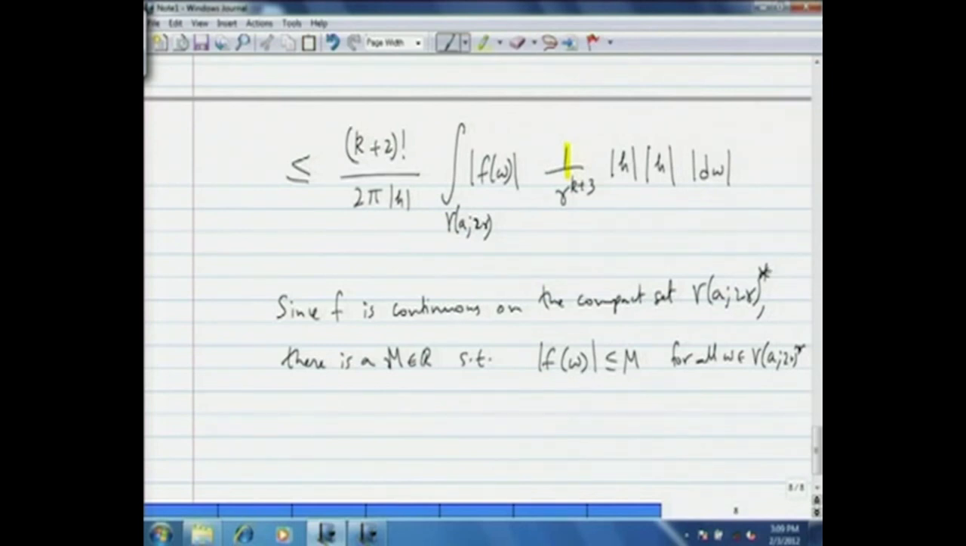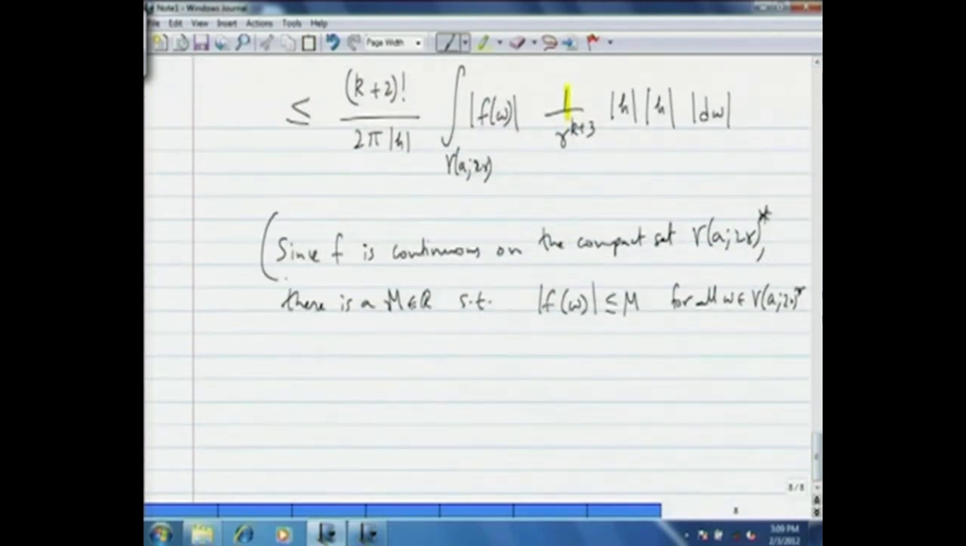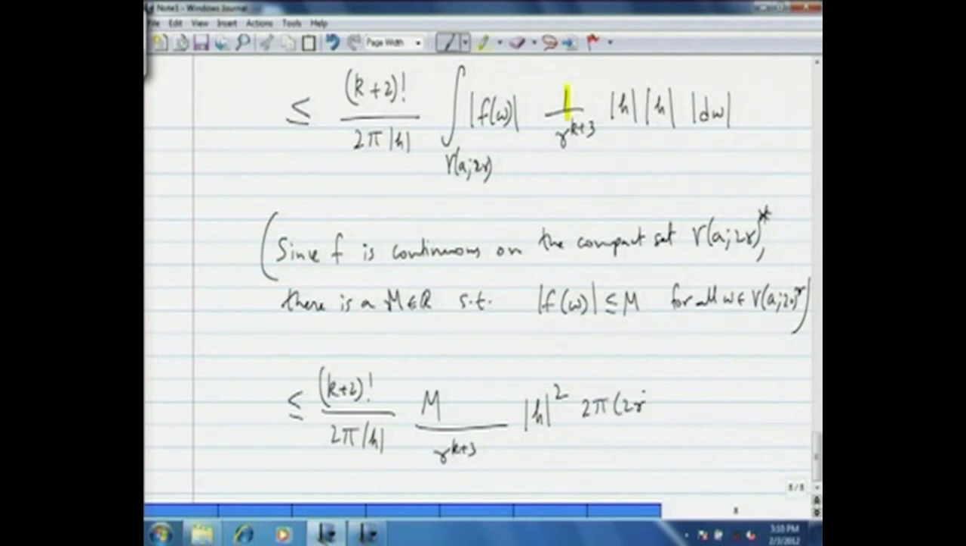So, because of that, I will use this fact, I will put this in parentheses and say that this expression above is less than or equal to k plus 2 factorial divided by 2 pi, modulus of h times m divided by r power k plus 3, times modulus of h squared times 2 pi times 2 r, which is the length of the curve gamma a 2 r star.